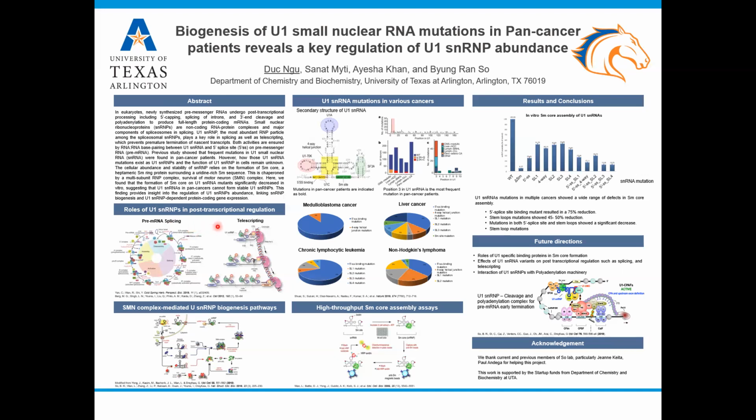However, U1 snRNP also has a role in telescripting, where U1 snRNP binds to the cryptic polyadenylation signal, and then prevents the cleavage and polyadenylation machinery from binding to it to cleave the pre-mRNA, and then they can produce the full-length mature messenger RNA.